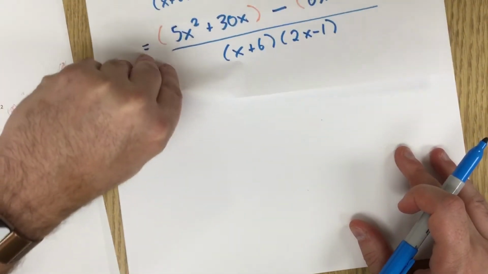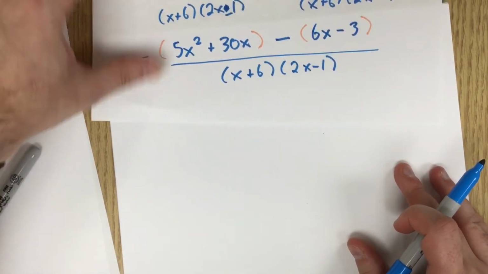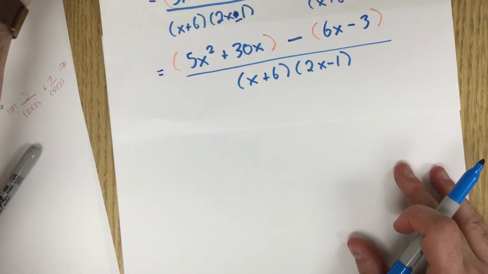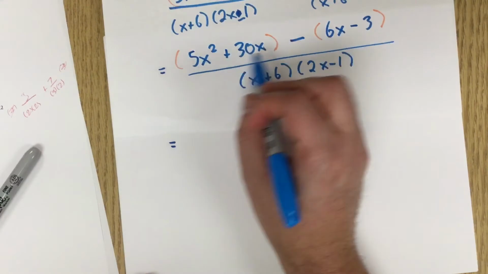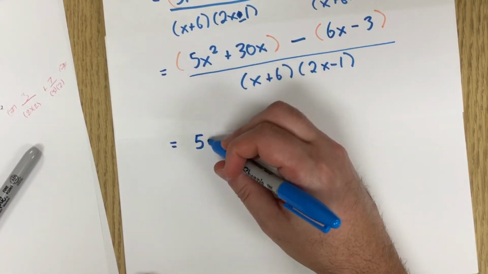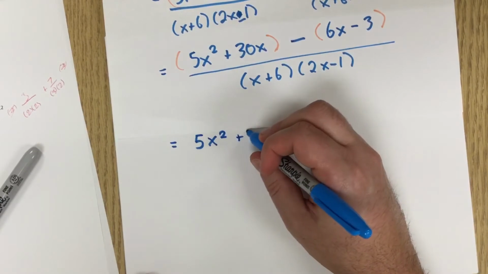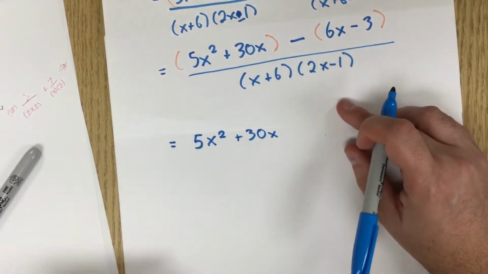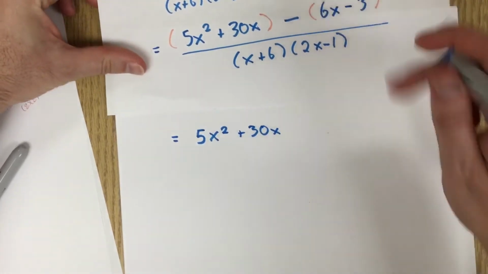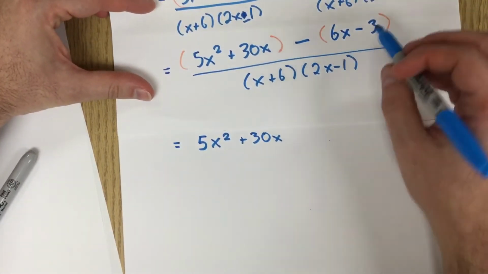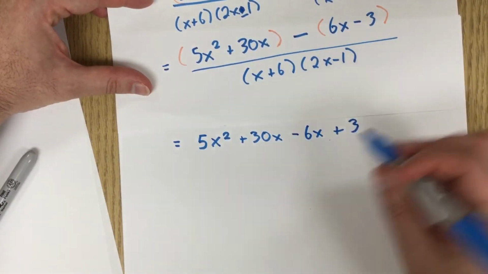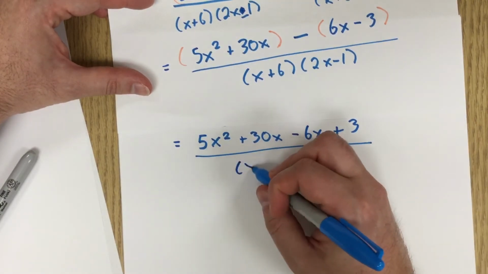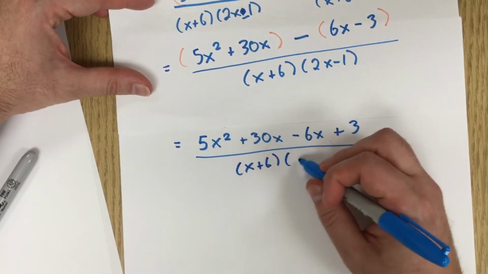Obviously not done yet. We're going to have to continue. Let's keep this kind of within range of the camera. Okay. So what happens now? So when we have a bracket, there's nothing in front of it. We could just write it without the bracket. So this becomes 5x squared plus 30x. When you have a minus in front of the bracket, the minus essentially multiplies into the bracket. So minus times 6x is minus 6x, and minus times minus 3 is plus 3. All over x plus 6 times 2x minus 1.